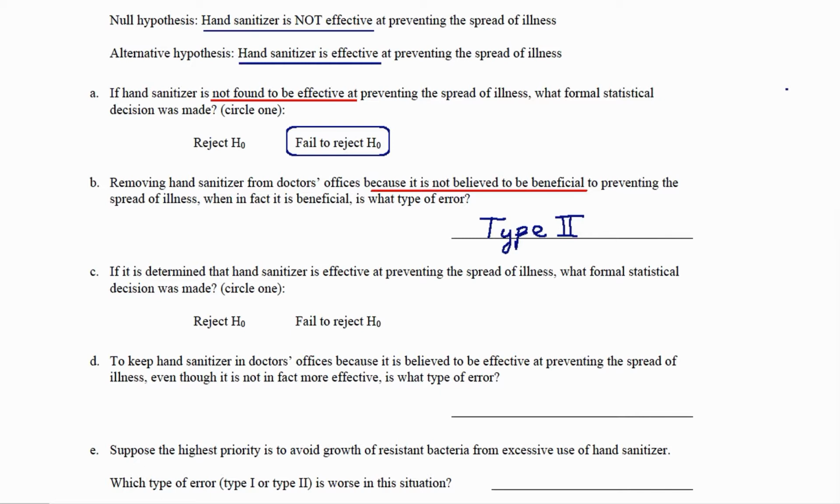All right, looking at the other side of things, if it's determined that hand sanitizer is effective, then that means that we are going with the alternative hypothesis. The alternative hypothesis is rejecting the null hypothesis. So to keep hand sanitizer in doctors' offices because it's believed to be effective, so is effective, is believed to be effective, those are consistent, so those are both describing reject the null hypothesis. That would be a type 1 error, because that would be rejecting the null hypothesis when in fact the null hypothesis is true, in that the hand sanitizer is in fact not more effective.